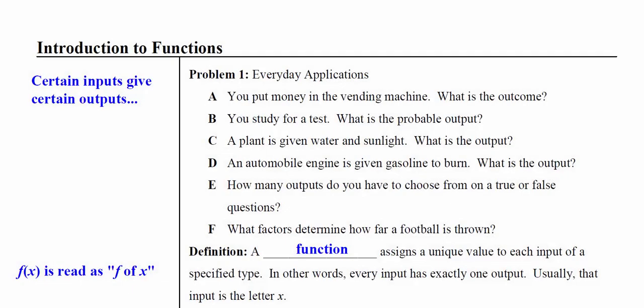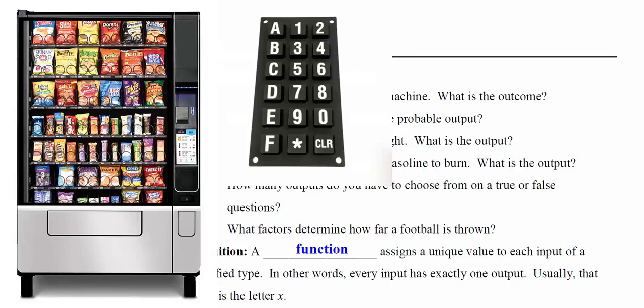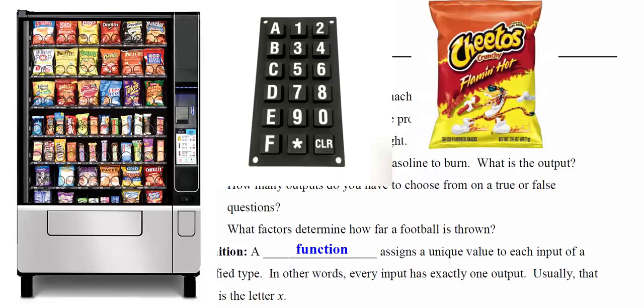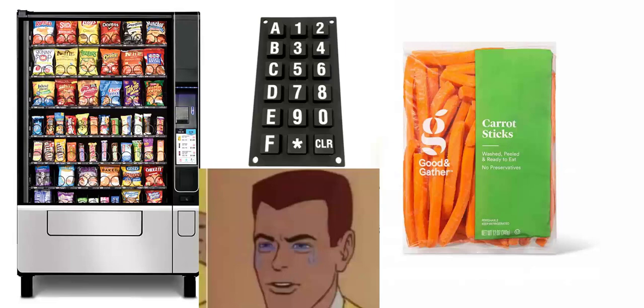A function is a mathematical equation that assigns inputs to specific outputs. Now, we're going to get a lot more technical than this, but let's begin with problem 1. So, if I type in the code for hot Cheetos, let's say it's A3, and I put in the right amount of money, and I push a button, out comes hot Cheetos. Now, if I put the wrong amount of money, or if I put a different code, I'm going to get a different output or a different outcome.